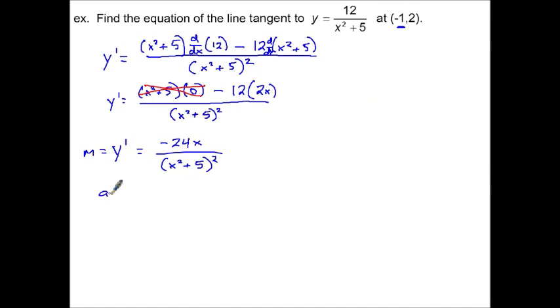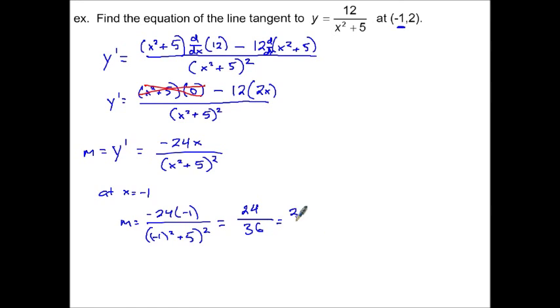So basically at x equals negative 1, my slope is negative 24 times negative 1 over negative 1 squared plus 5 quantity squared. So it looks kind of messy right now, but it unfortunately does clean up a little bit nicely. So that's 24 over, pardon me for doing this quickly, but this is 1 plus 5, which is 6, squared is 36, and that actually reduces quite nicely by 12 down to 2/3.